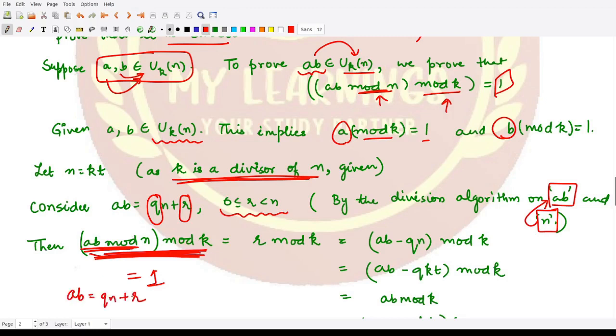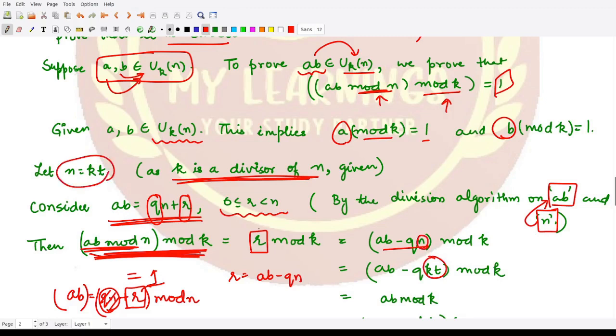So when you take AB mod N, you are dividing the whole thing by N. The QN part is completely divisible by N, so it gives 0 as the remainder, and the R part is not divisible by N, so you get R as the answer. So you have R mod K. Now instead of writing R, you can write AB minus QN from this expression, and you can replace N with KT, which we have used over here.